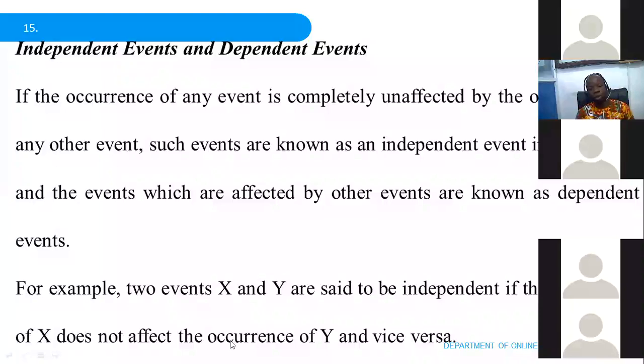For example, two events X and Y are said to be independent if the occurrence of X does not affect the occurrence of Y and vice versa. So it works both ways.